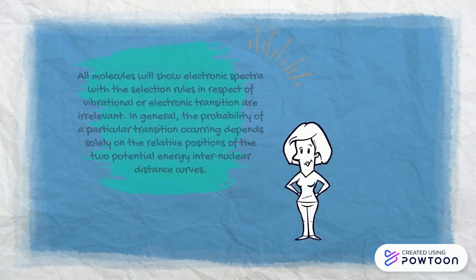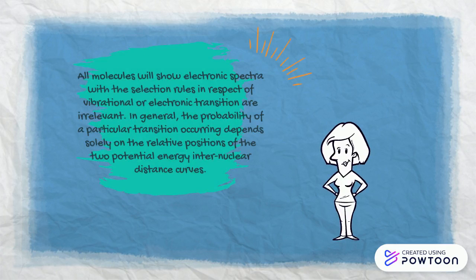Electronic spectra of all molecules can be shown if the selection rules in respect of vibrational or electronic transitions are irrelevant. So in general, we can say that the probability of a particular transition occurring depends solely on the relative position of two potential energy curves in the nuclear distance curve.